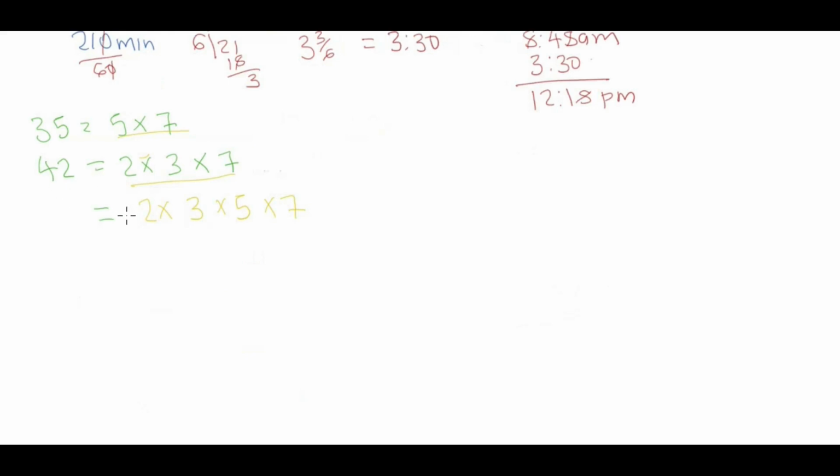So if we multiply 2 times 3 times 5 times 7, 2 times 3 is 6, times 5 is 30, times 7 is 210. So this is the answer, 210 minutes. You can also change it into hours, like what you have done there. This is the second way which you can approach this question.